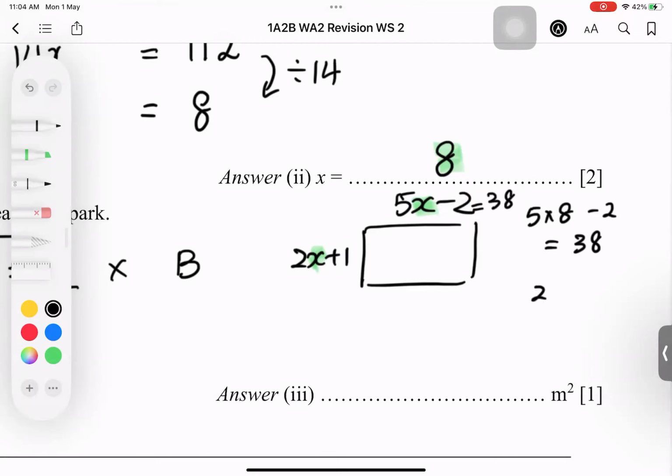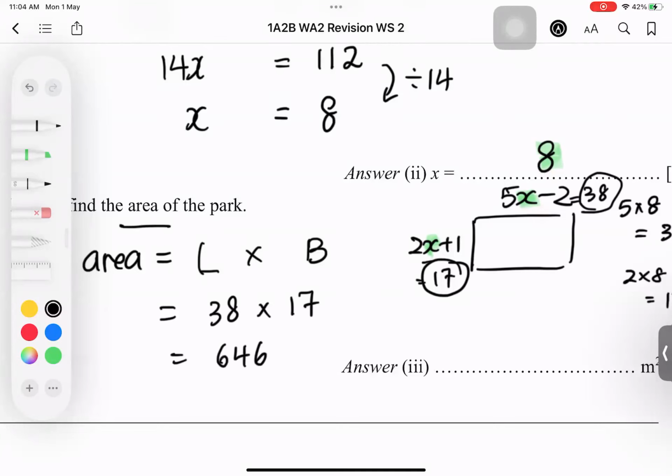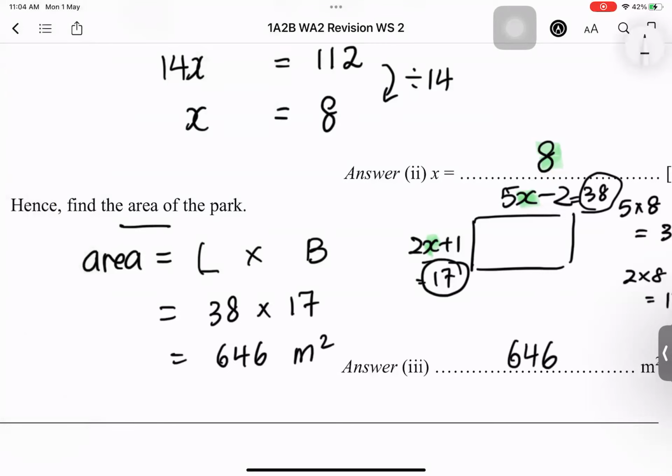Then 2 times 8 plus 1, 16 plus 1, this number is 17. So this side is 17. So to get my area, I take length times breadth, 38 times 17. Answer: 646. Then unit meter square. Answer. Is that all? That's all.